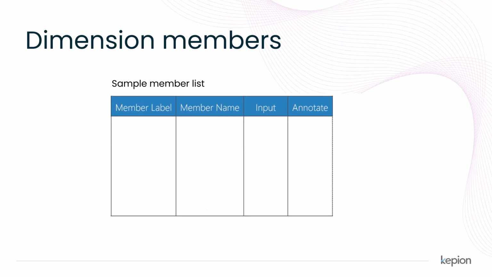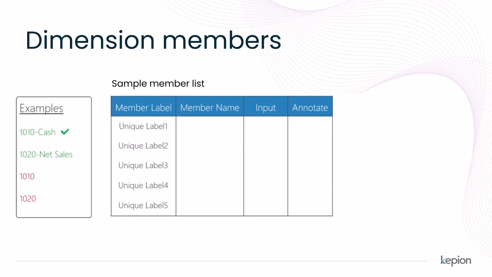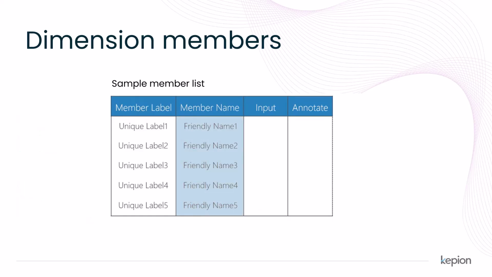This is a sample of the information we need to define a dimension member in Kepion. It begins with a member label column. Member labels are used as unique identifiers within Kepion, and ideally they're not changed once they've been set. It's recommended to choose a descriptive name for member labels so that the members can be easily identified. Next, there's a member name column, which is a friendly display name for your dimension member. The name here will not impact functionality other than how the dimension member is displayed within Kepion.